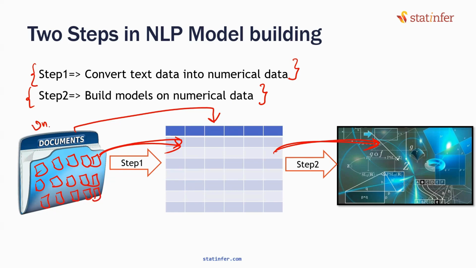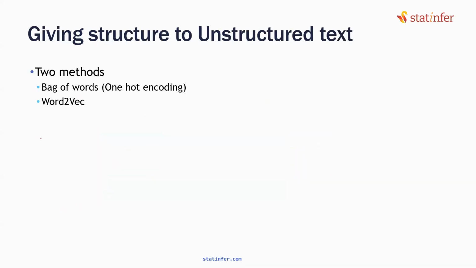These text documents are unstructured and you are converting them into numerical data. That means you are giving a structure. So for giving a structure to unstructured text data, there are 2 methods. One is the bag of words technique, or one-hot encoding. It is almost equivalent to one-hot encoding. Slightly different, but it almost looks like one-hot encoding. The bag of words technique is the age-old method. The other one is word2vec, also known as word embeddings.